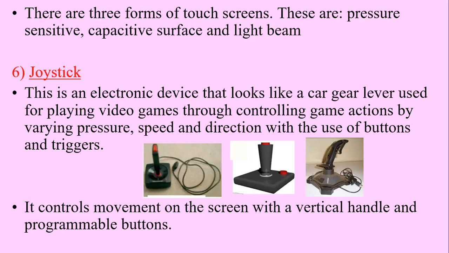The sixth device is the joystick. This is an electronic device that looks like a candy lever used for playing video games through controlling game actions by varying pressure, speed, and direction with the use of buttons and triggers. It controls the movement on the screen with a vertical handle and programmable buttons. As you can see, those are some examples of the devices that we are calling the joystick.